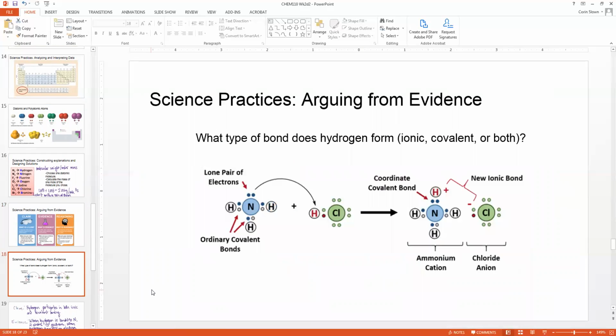So we're going to do a practice. We're going to argue from evidence, and we're going to ask, what type of bond does hydrogen form? Is it ionic? Is it covalent? Or is it both? And we're going to use this image, or this model, to make sense of that.